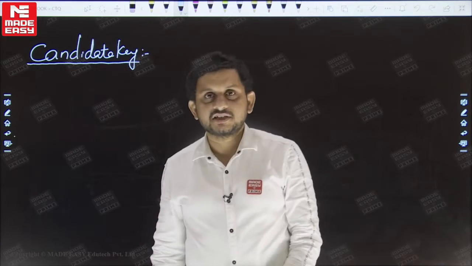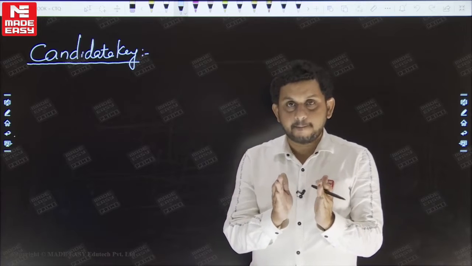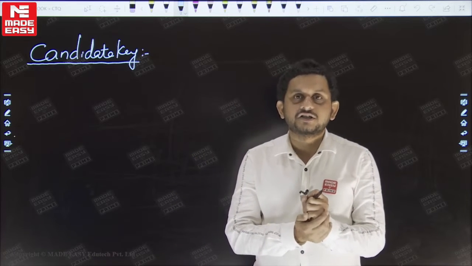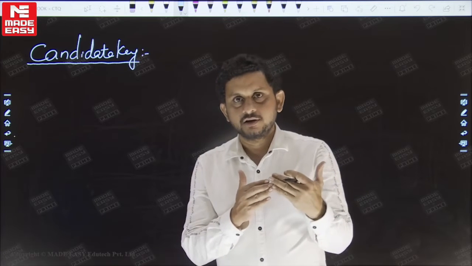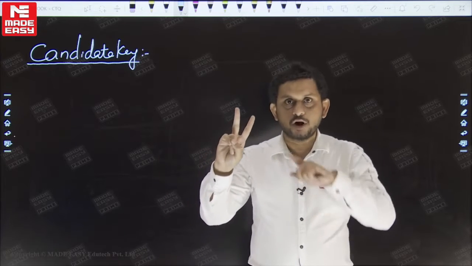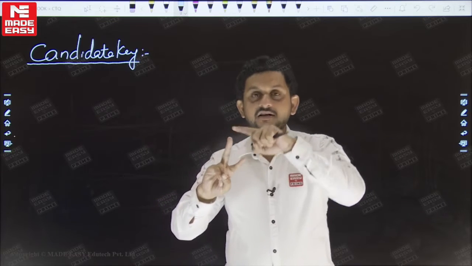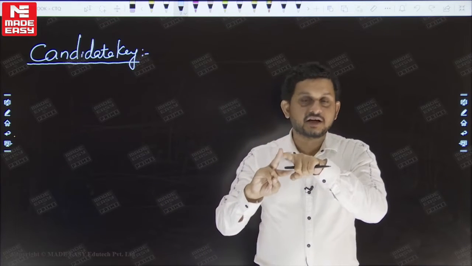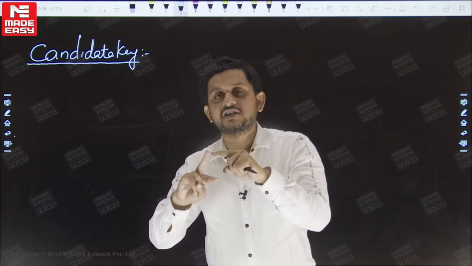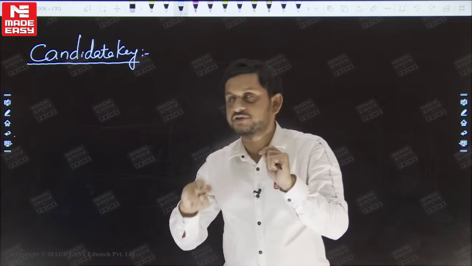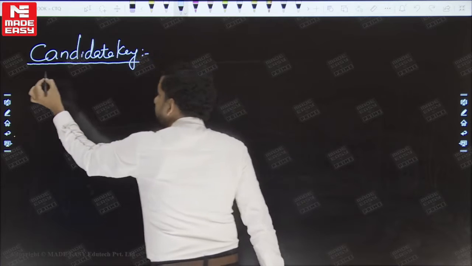So listen carefully, candidate key is a minimal set of attributes which can differentiate the records of a relational schema uniquely. So there are two important things. One, it should be a minimal attribute set, and second, the records of the relational schema should be differentiated by this attribute set uniquely. So all the records should be differentiated by using this minimal set of attributes. So there are two important things.